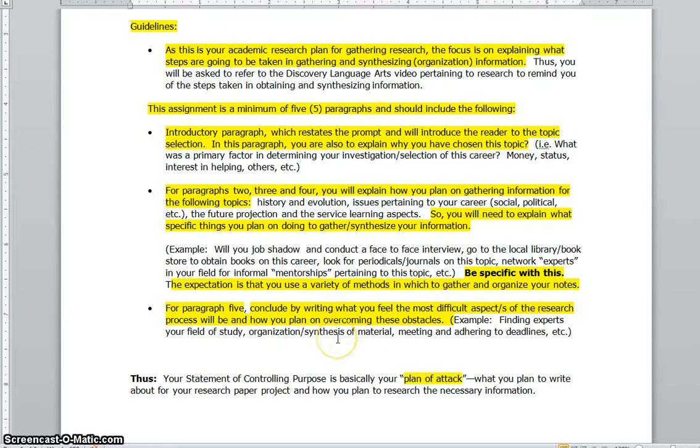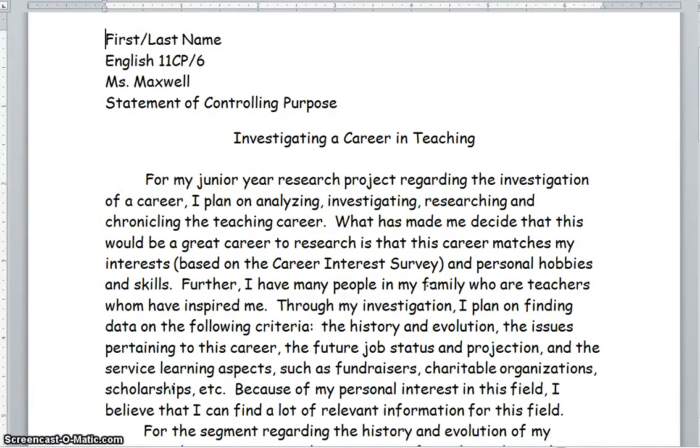Organizing and synthesizing the material, meeting and adhering to deadlines. For whatever issue you think you might have, give us your plan of attack on how you plan on overcoming that obstacle. Thus, again, overall, basically this is your action plan. This is how you plan on addressing this particular project, what you plan on doing research-wise in order to gather the necessary information. For a quick review of the sample, this is my sample of your statement of controlling purpose.